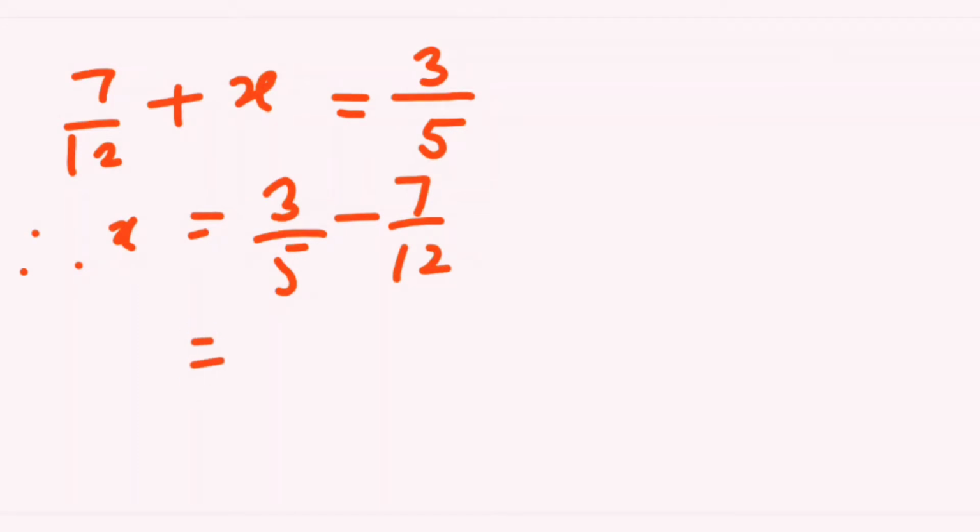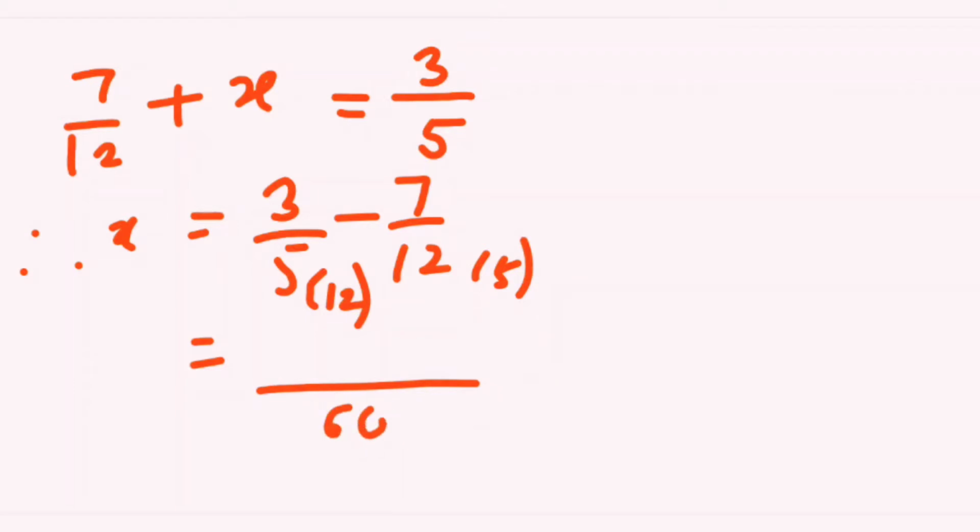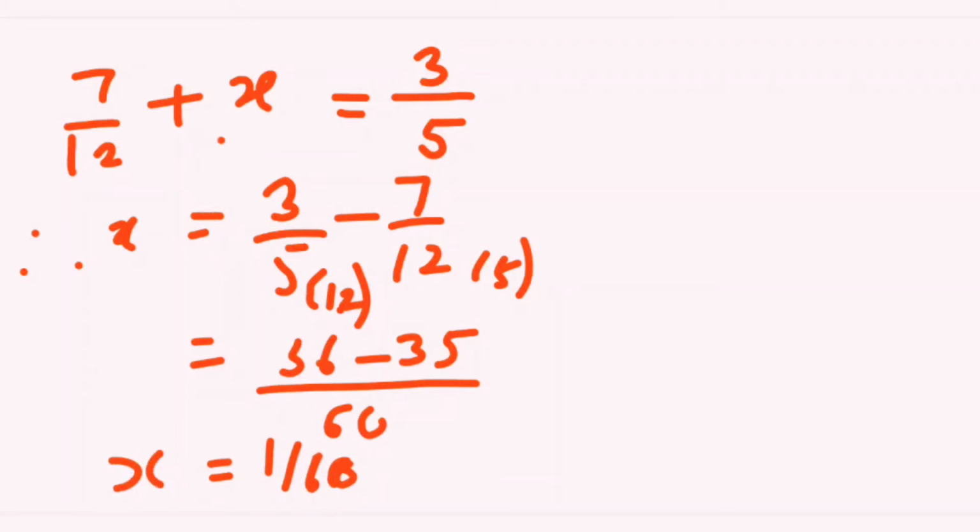So here we have to find the LCM of 5 and 12. LCM is 60. So here the denominator and numerator we will multiply by 12 and this side by 5 to make the LCM 60. 3 into 12 is 36 and 7 into 5 is 35. So 1 by 60. X is equal to 1 by 60, which means the other fraction is 1 by 60.